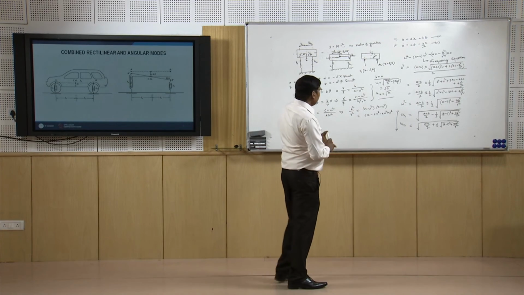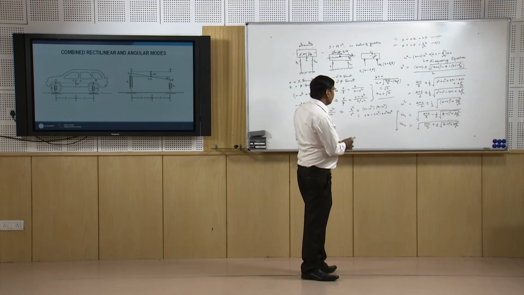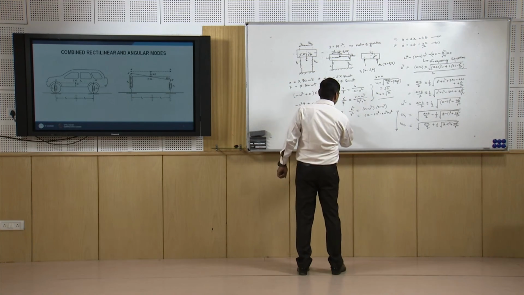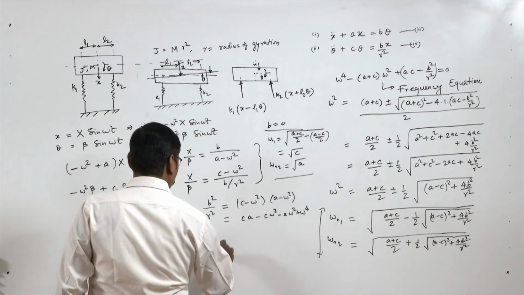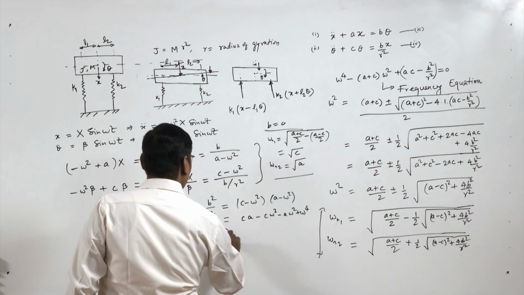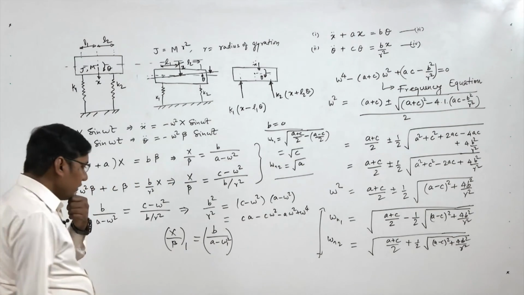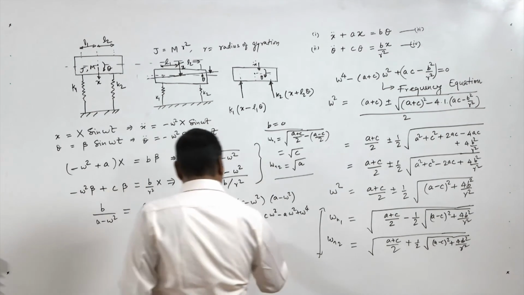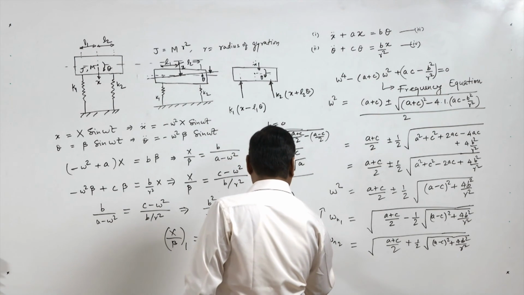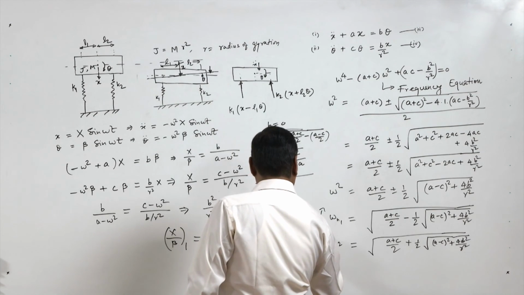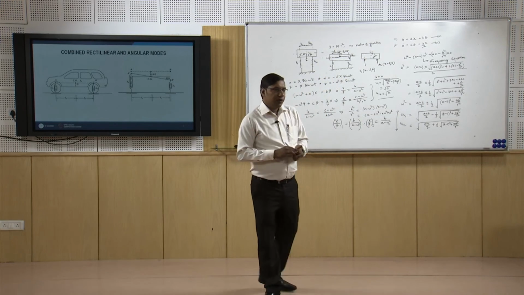And when we have found these natural frequencies, now if we put the natural frequency in this x by beta expression, so x by beta for the first natural frequency is the first mode shape. So, we can put b upon a minus omega 1 square. So, that is the first mode shape, and for x by beta 2, the second mode shape, that is b by a minus omega 2 square. So, this is the second mode shape, and so we can find these mode shapes.